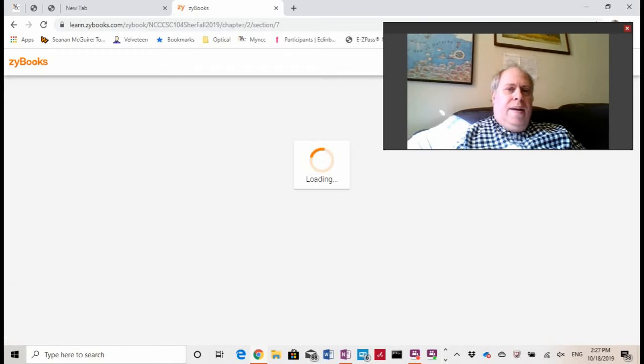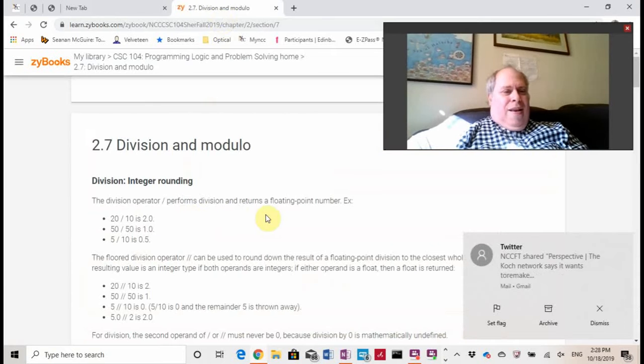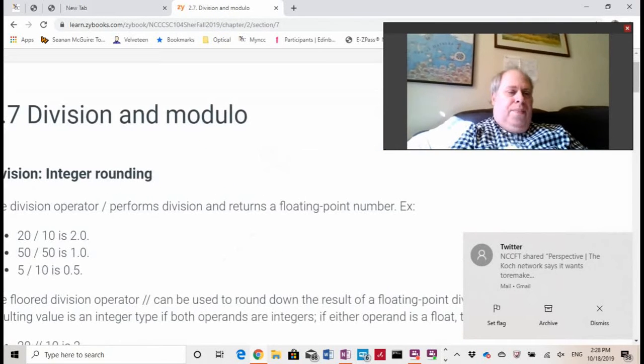So bear with me. This should be easy, I was just looking at it. Come on, Python. I mean, Zybooks, do your stuff. There it is. Okay.